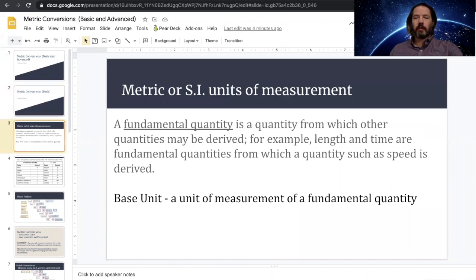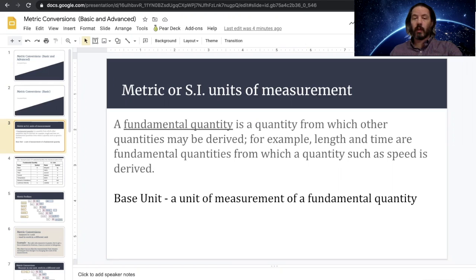So the metric system, or SI, units of measurement. By the time you get to high school, you've heard of it, you've worked with it before, but this is kind of a review, because we are going to be going deeper with it. A fundamental quantity is a quantity from which other quantities may be derived. For example, length and time are fundamental quantities from which we get the measurement of speed.